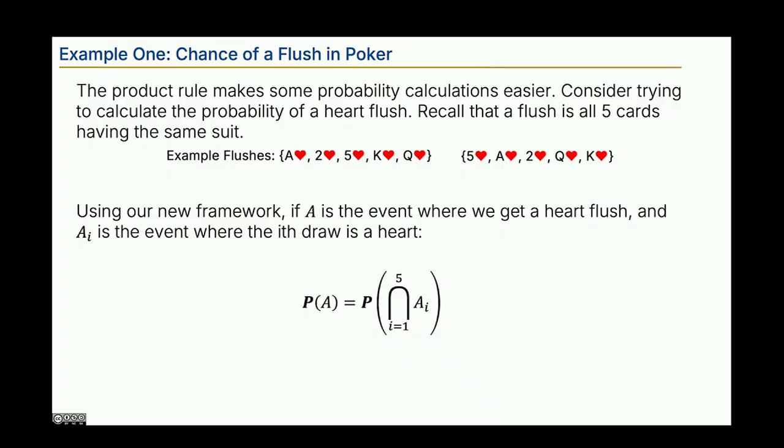All the possible combinations of cards. Okay, this is a different approach that's less tedious. What we're going to do here is A is going to be the event where we get a heart flush, and it's going to be the intersection of each of these different other events.